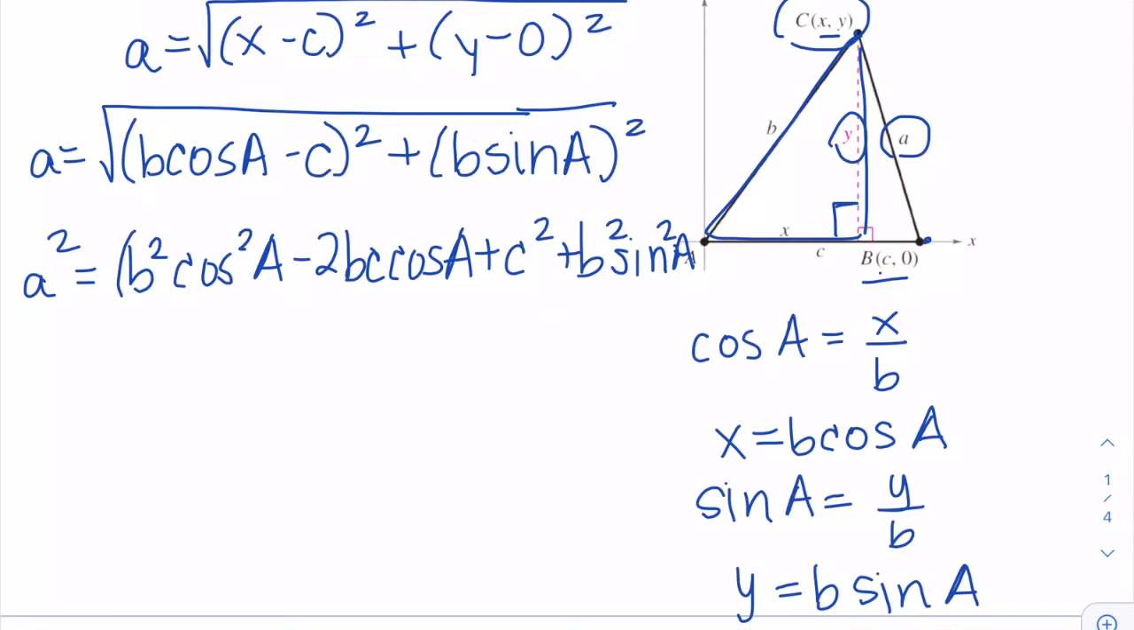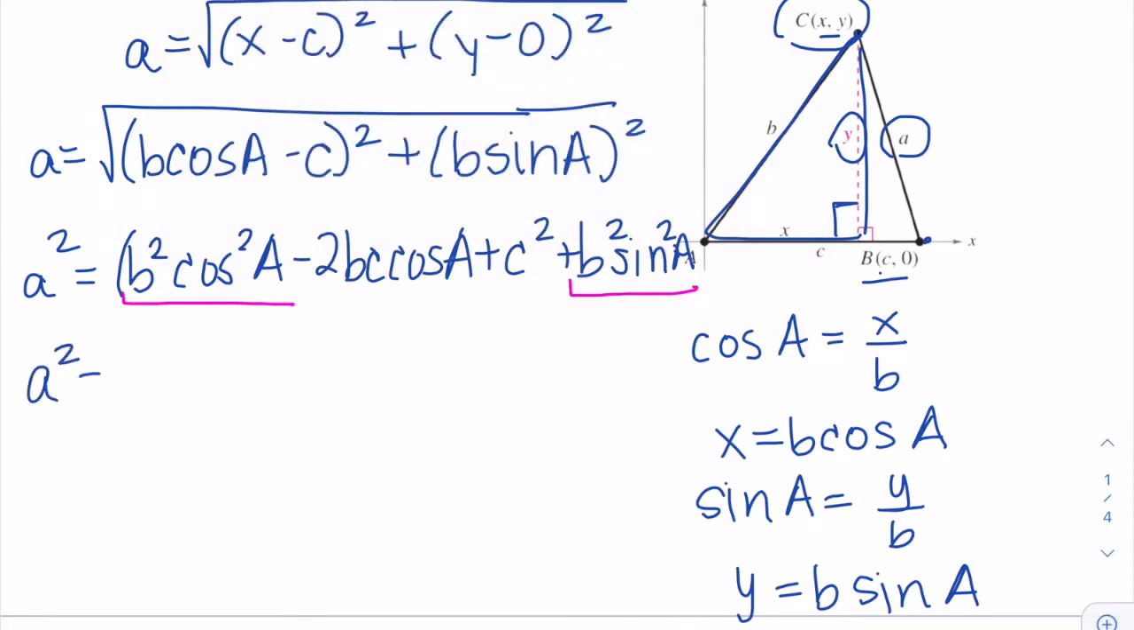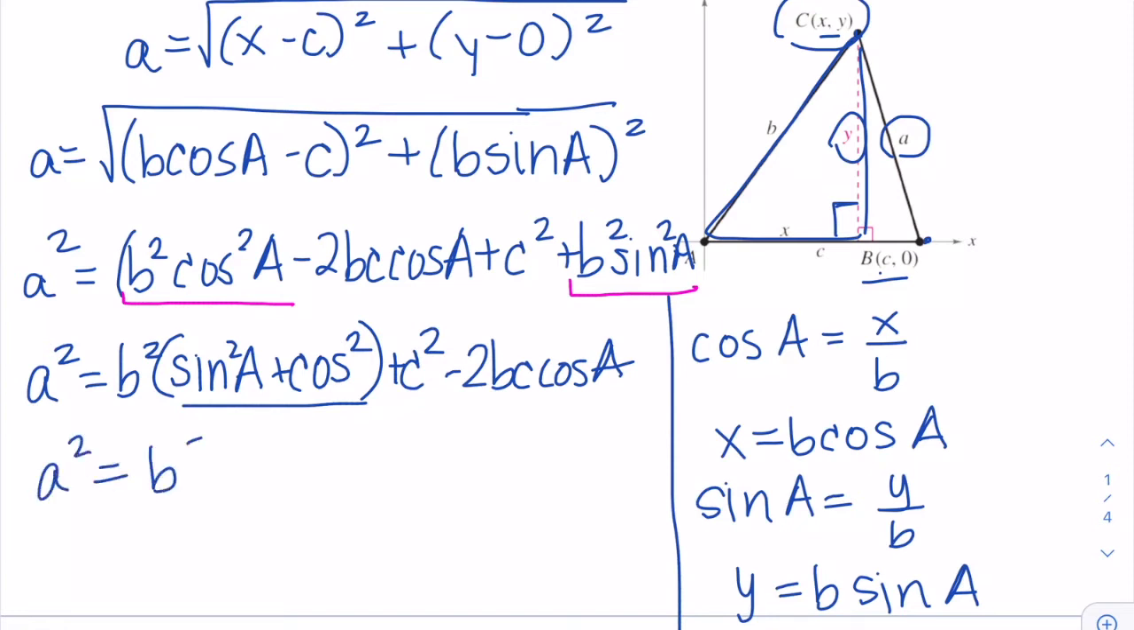And now we could actually group two of the terms. So I see that we have B squared cosine squared and B squared sine squared. So I'm going to rewrite it so that we have B squared out in front, and I'm factoring out the B squared, so we're left with sine squared plus cosine squared. I'll put the C squared here, minus 2BC cosine A, and we know that we can use a Pythagorean identity, so that would equal 1. So A squared equals B squared plus C squared minus 2BC cosine A.